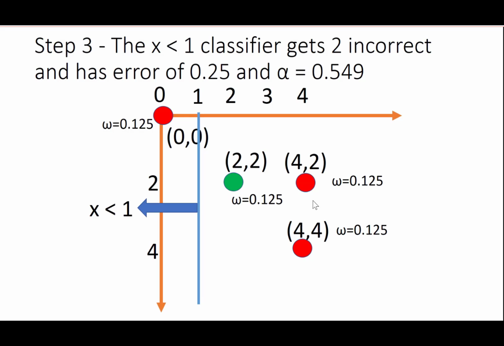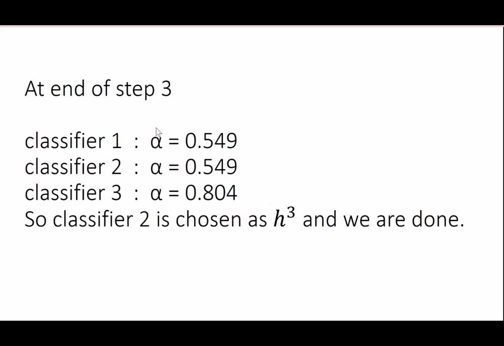So we've got this situation now, and now we apply this final classifier here, that x is less than 1. This gets 2 incorrect, right? But it gets this correct and this correct, but it gets these wrong. But that only comes to 0.25, so this has an error of 0.25, and its alpha now will be 0.549. So at the end of step 3, these are the weights of all the classifiers. Okay, and so classifier 2 is chosen as H3 and has an alpha of 0.549.